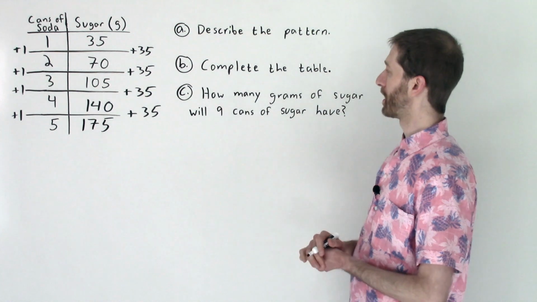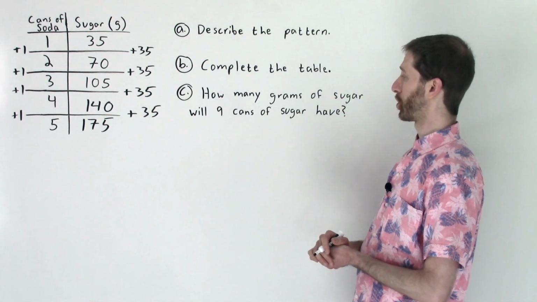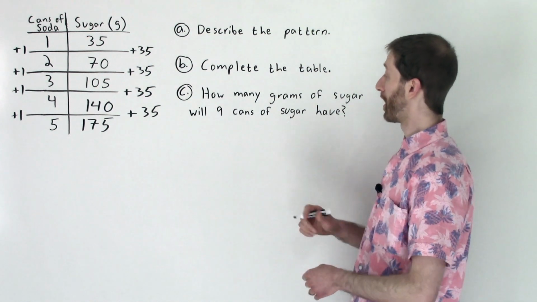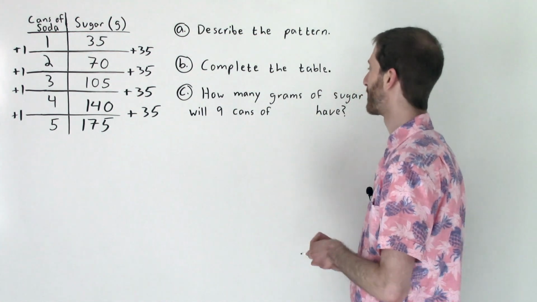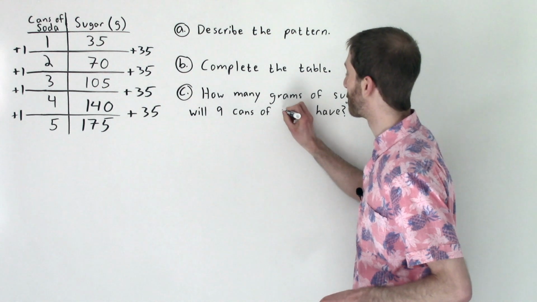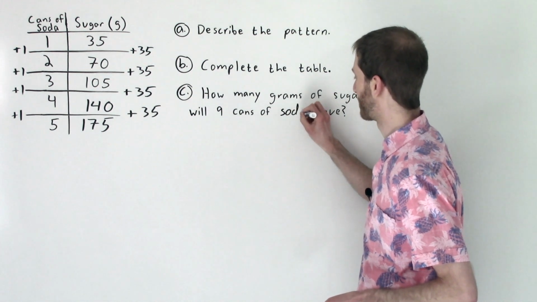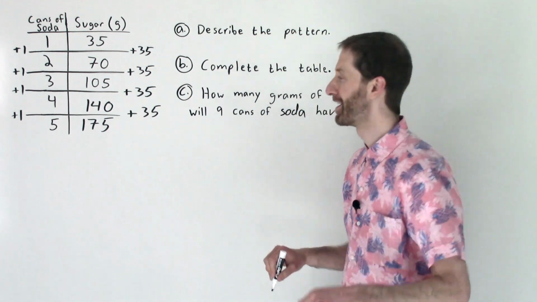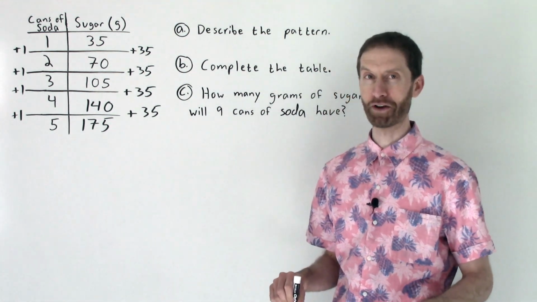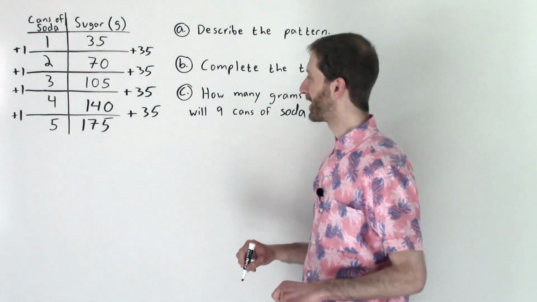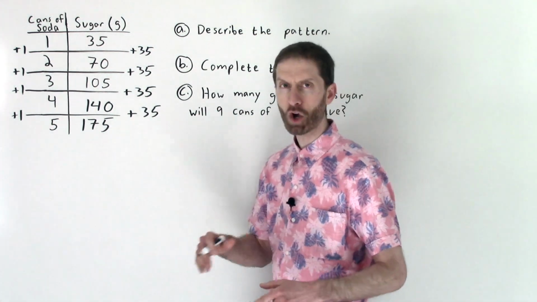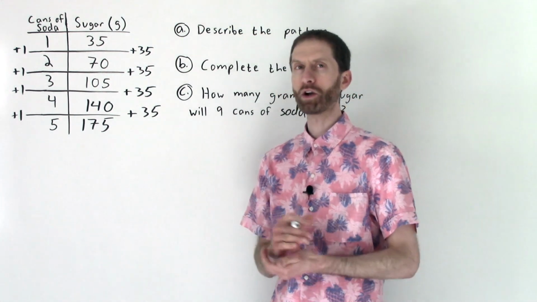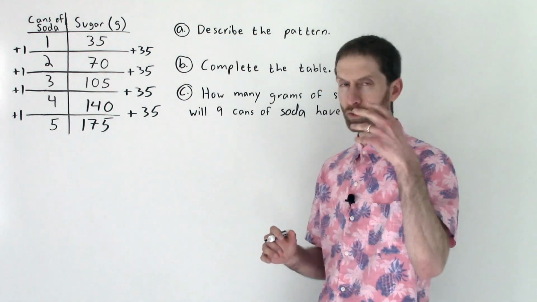Now, the question becomes, how many grams of sugar will 9 cans of, I put 9 cans of sugar, oh my word. How many grams of sugar will 9 cans of soda have? There it is. Caught that error. Man, can you imagine cans of sugar? Anyway, so how do we figure this out? Well, to go out 9 times, we kind of need to figure out what's really going on pattern-wise here. Let's rewind a little bit.